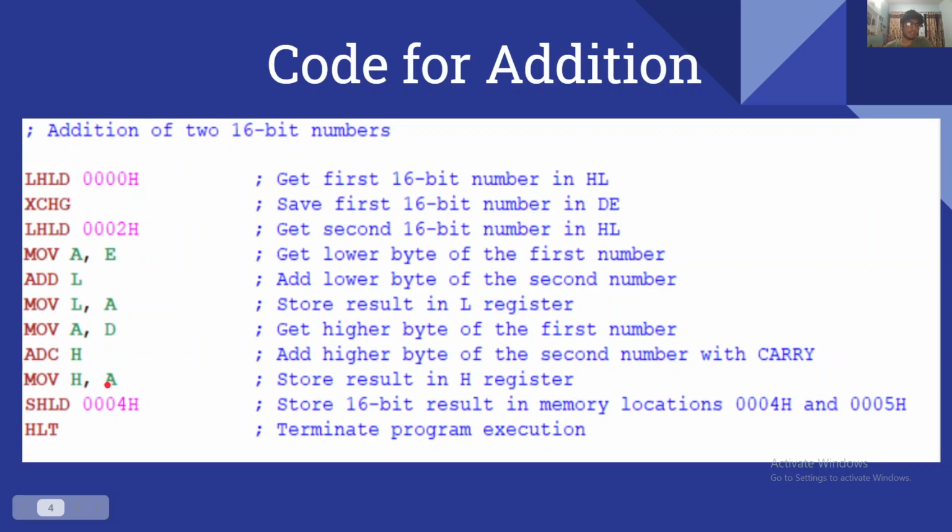So now the result is stored in the HL register pair, and SHLD 0004H will store the result at the memory locations 0004 and 0005. So the value of L would be at 0004 and H would be at 0005. And HLT is for termination of the program.